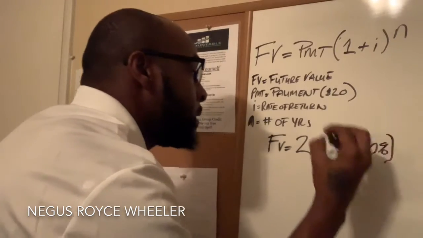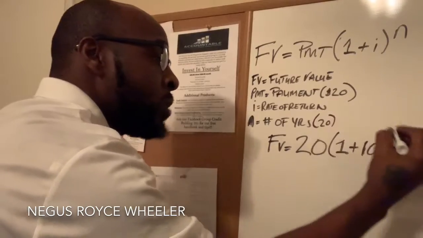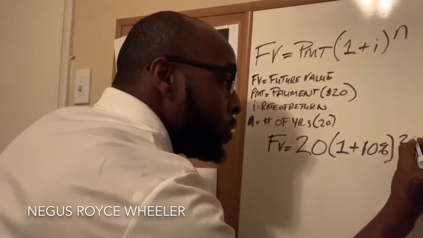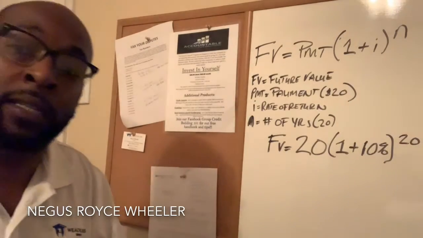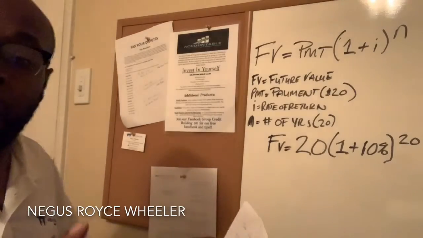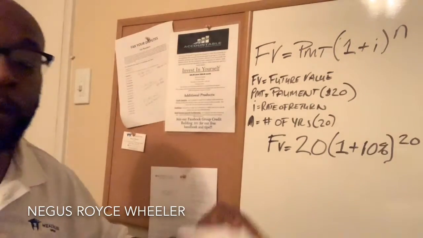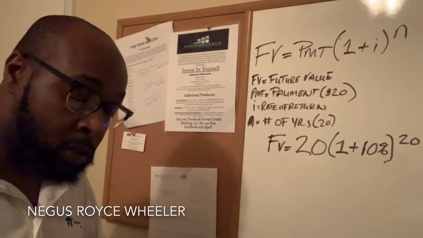And then we have N, the number of years. I tell people 20 years is where we want to go as far as the investor, because I build IRAs. I like to tell people, hey, we're going to do this for 20 to 30 years. This formula already has everything involved in the compound interest. Everything is already in this formula. So let's go ahead and do the math.